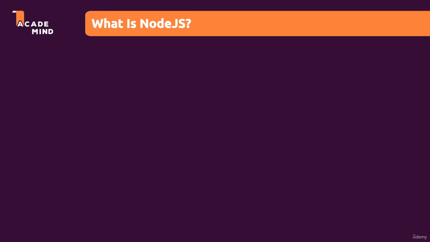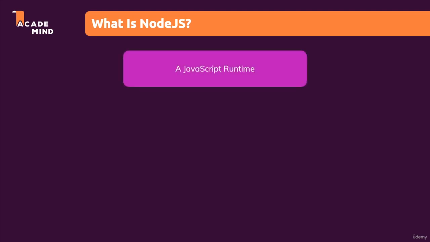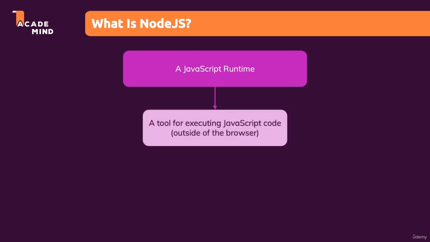Now, I did already mention what Node.js is and why we need a server-side language like Node.js in the previous course section. Therefore, I only briefly want to summarize it here again. Node.js is a language, or to be very precise, a JavaScript runtime that we can install on any computer. It allows us to execute JavaScript code outside of the browser.